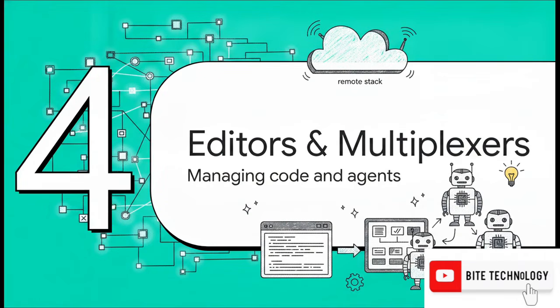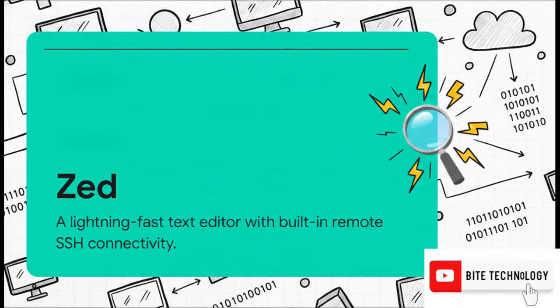Managing the code and the AI agents. For the code editing layer, the source highly recommends Zed. Zed is a lightning-fast text editor that has completely streamlined the whole remote connection process. You just enter your connection details natively right in the app, browse your remote folders, and it genuinely feels exactly like you are working locally, and entirely sidesteps the lag and disconnect issues that you usually find in older remote editor setups.